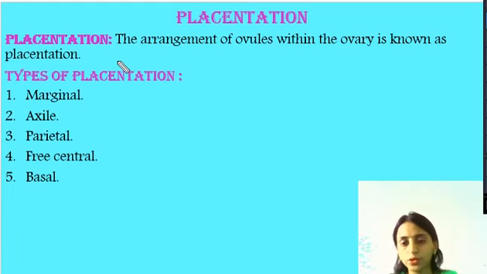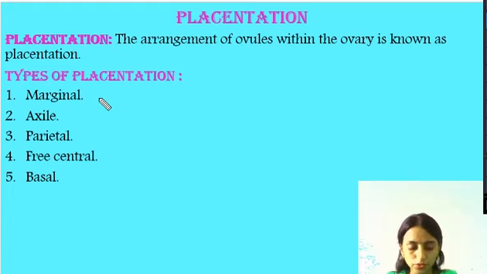In the previous video, I explained to you the structure of the carpel. A typical carpel consists of stigma, style and ovary. The ovary is the basal part which consists of ovules. These ovules are attached to the wall of the ovary by a cushion-like structure called placenta. So, the arrangement of ovules within the ovary is known as placentation.